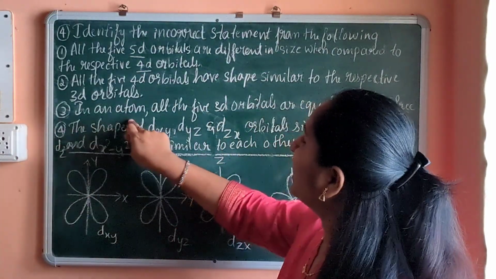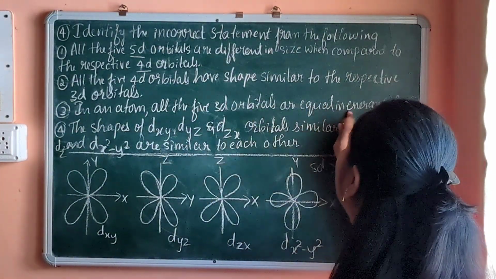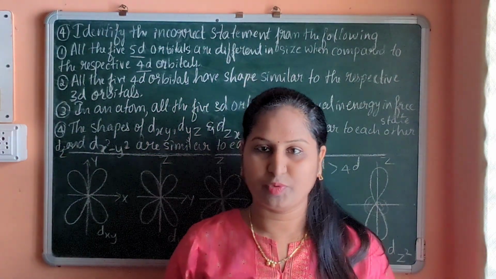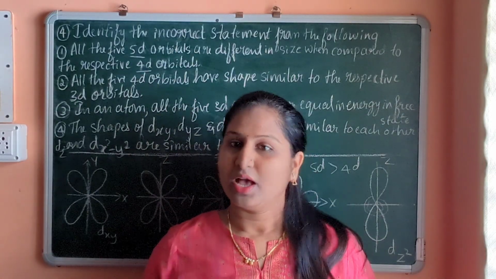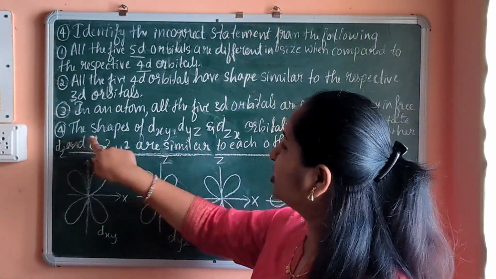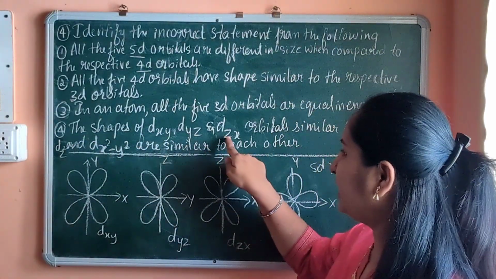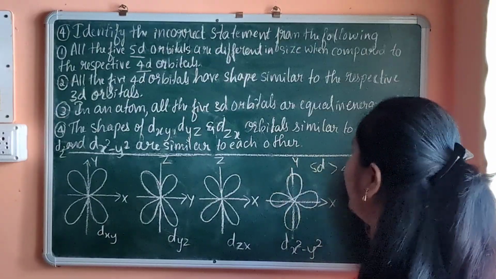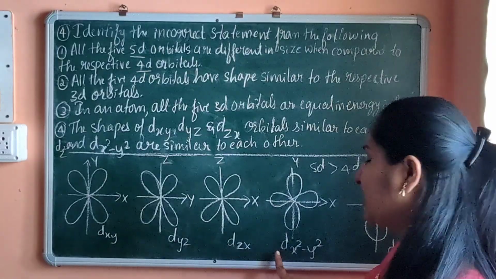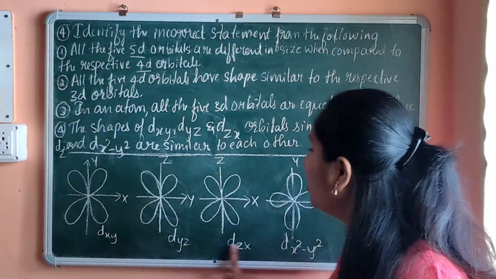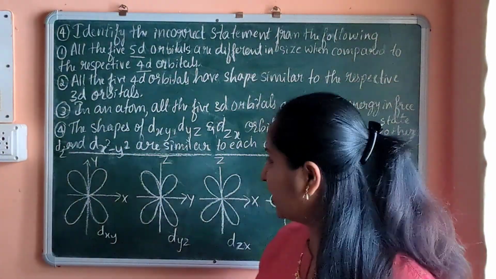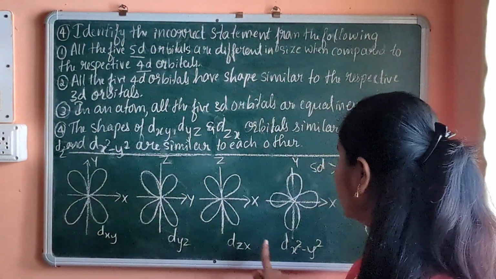Third statement, in an atom, all the 5 3d orbitals are equal in energy. Of course, when it is 3d orbitals, all the 5 d orbitals will be equal in energy in the free state, as well as 4d as well as 5d, like that. But here the fourth statement is, the shape of dxy, dyz and dzx orbitals are similar to each other. Yes, of course, dxy, dyz, dzx as well as dx square minus y square, all these 4 orbitals are similar in shape. But they have told that dz square and dx square minus y square are similar.